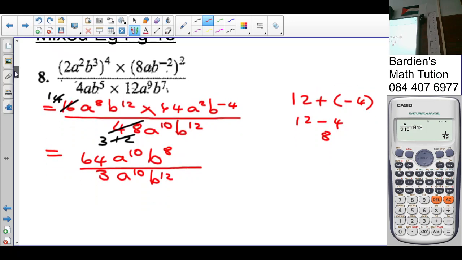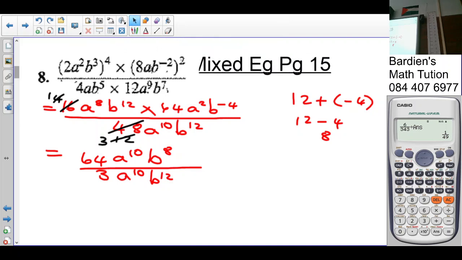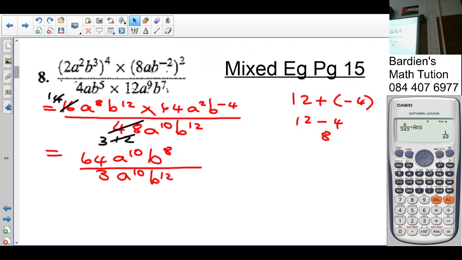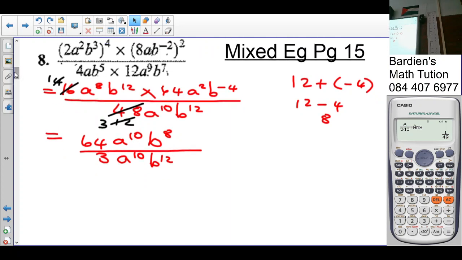Now we ask ourselves, is there anything that can go into 3 into 64 without remainder? No. That remains there. Where's there more A's? Same. So what happens? Cancel. They're gone. Where's there more B's? Bottom. So it's going to be B. So it's 64 over 3B.